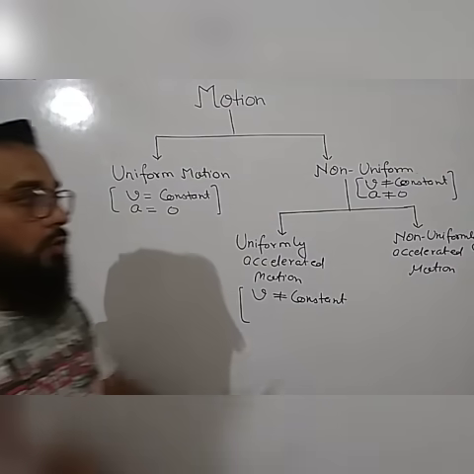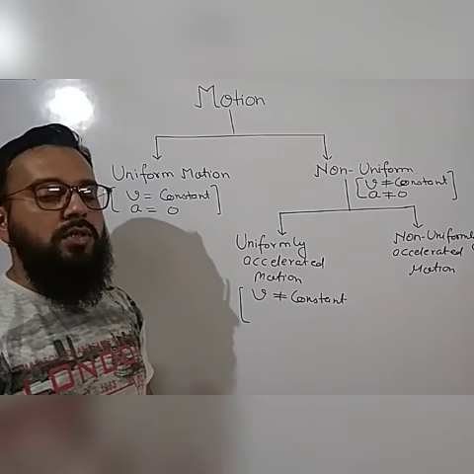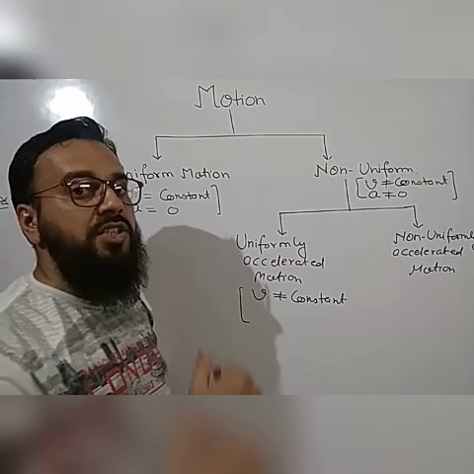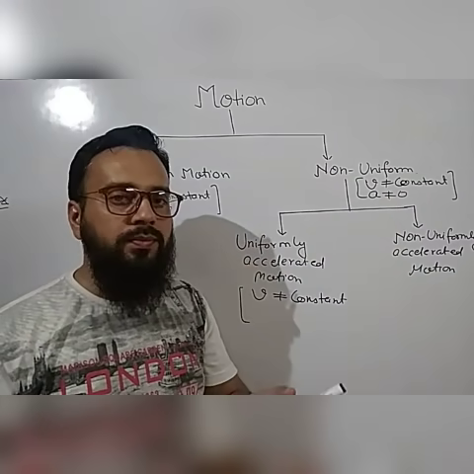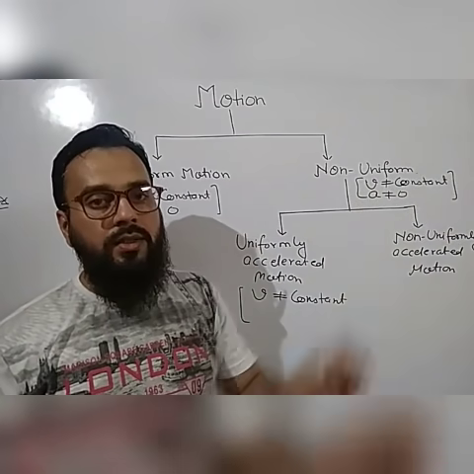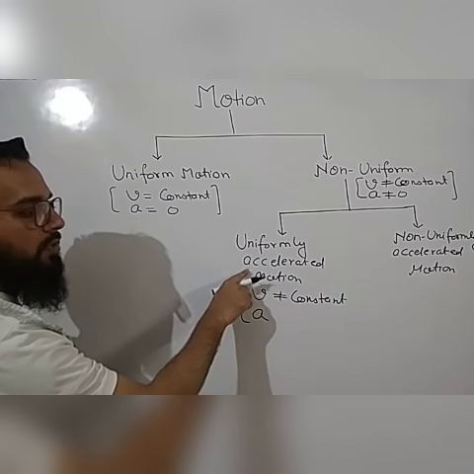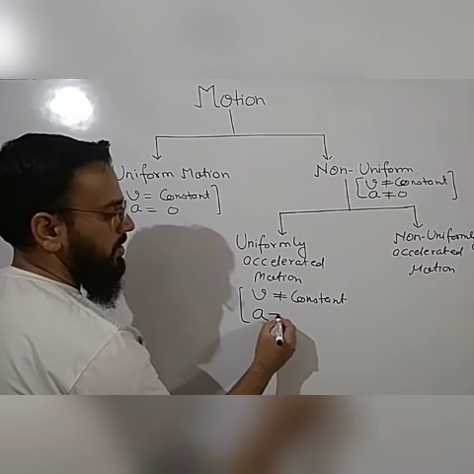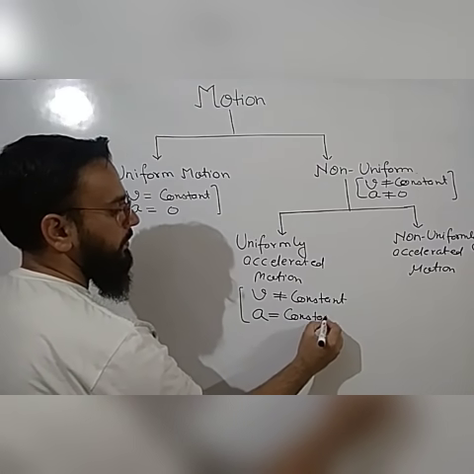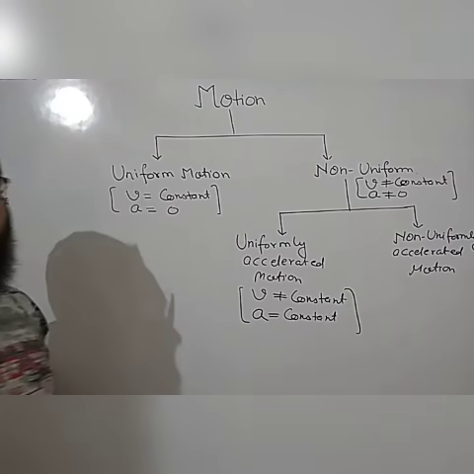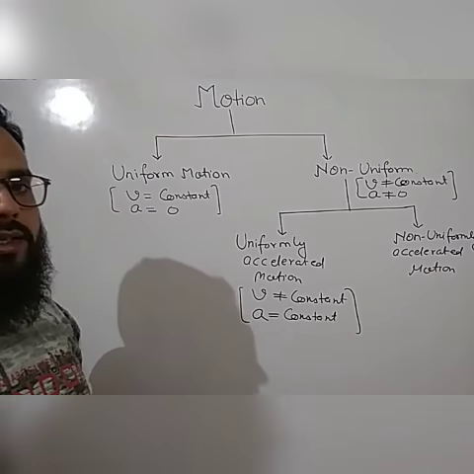Now if acceleration is not equal to 0, then there may be two conditions: the acceleration may be constant or the acceleration may change. It means it may have a fixed value or its value may change. If the acceleration has a fixed value, it may take any value but it is constant, then such type of motion is known as uniformly accelerated motion.